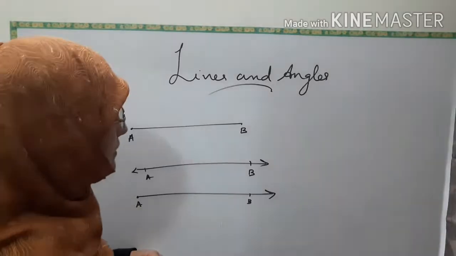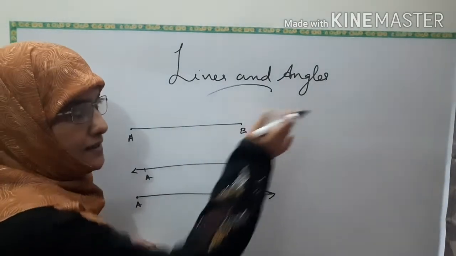Do you remember our geometry chapter studied last year? In that we studied lines, line segments, rays. Do you remember the difference between all these? So first we will just go through those and then come to the chapter, okay? Now our chapter, Lines and Angles.